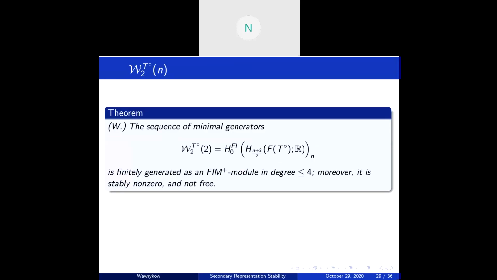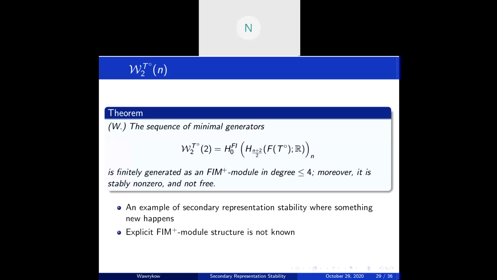So we're saying secondary representation stability has a nice range of possibilities. It can really do almost anything it wants. So secondary representation stability is quite interesting now. We know it does a lot of stuff, and we can say, okay, well, what's going to go on? And hopefully that leads to more research. Right, so this is something new. And as I said, I don't know the FIM plus module structure here on these things. I don't know what these things look like as S_n representations, though I can hedge some guesses. And so, really, what are these things?